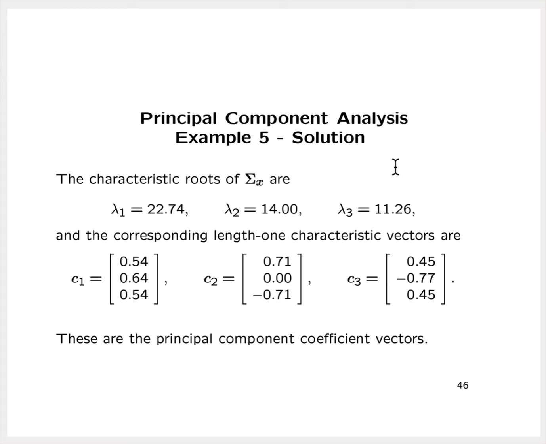Now, how do we construct the principal components from the original three response variables, x1, x2, and x3? Well, we apply the appropriate coefficients to get that principal component. So, for example, C1 is the length 1 characteristic vector of cap sig corresponding to the first principal component. C2 is the length 1 characteristic vector of cap sig corresponding to the second largest principal component. And then C3 is the length 1 characteristic vector of cap sig corresponding to the third principal component.